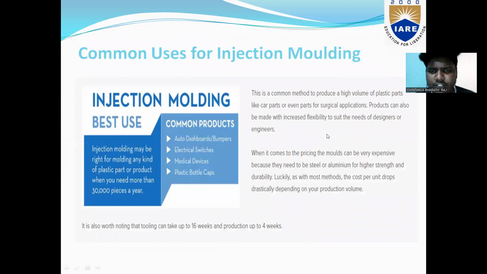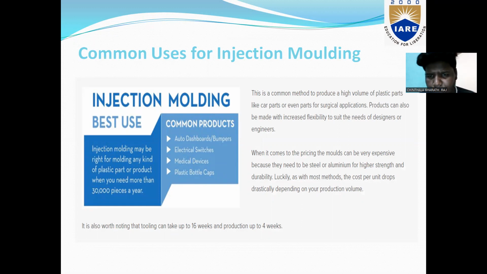Common use for injection molding. This is a common method to produce a high volume of plastic parts like car parts or even parts for applications. Products can also be made with increased flexibility to suit the needs of designers or engineers.